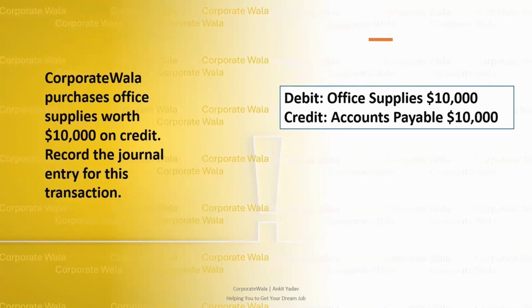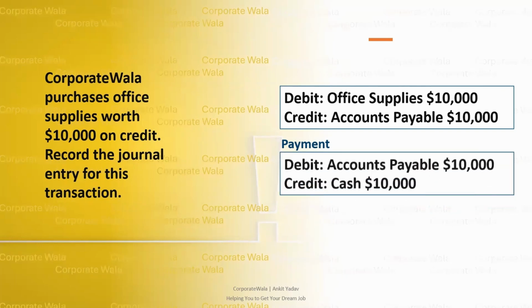But let's suppose after this credit purchase, there will be a time when we will make the payment. So what will be the journal entry of the payment? That I have not asked in this question. But let's suppose if I'm asking, you have to record the payment as well. So what will be our journal entry? We will debit the accounts payable account and we will credit the cash account. Why? Because we are paying our current liability.